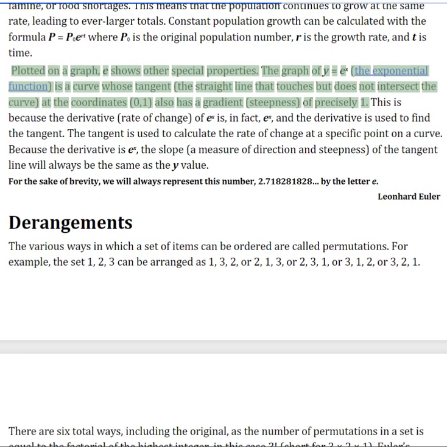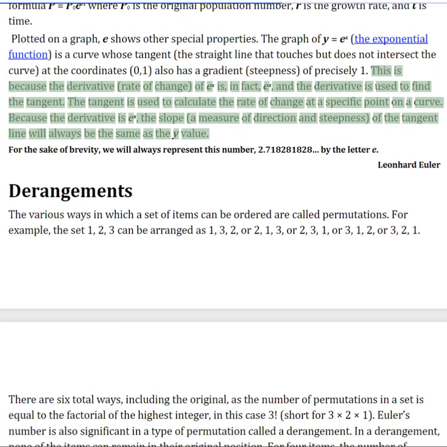Plotted on a graph, e shows other special properties. The graph of y equals e^x is a curve whose tangent at the coordinates (0, 1) also has a gradient of precisely 1. This is because the derivative of e^x is, in fact, e^x, and the derivative is used to find the tangent.